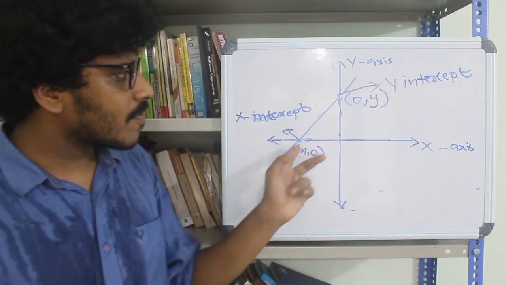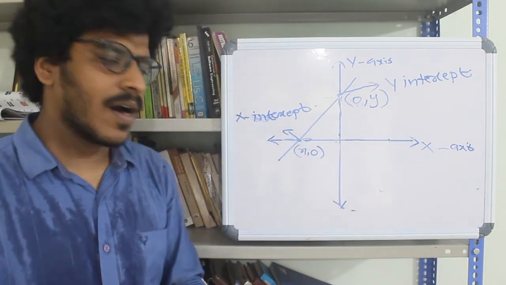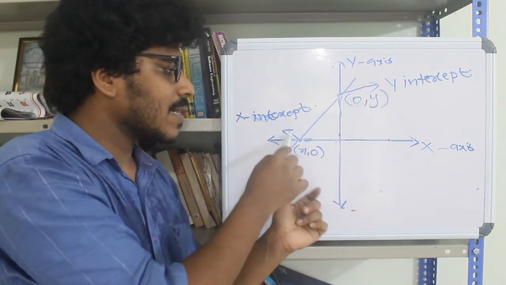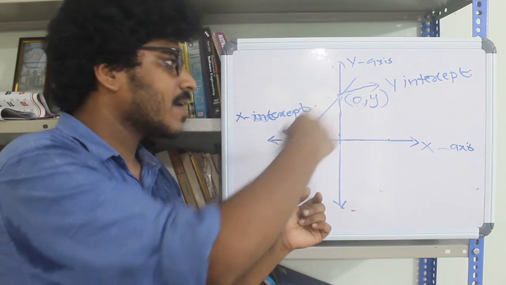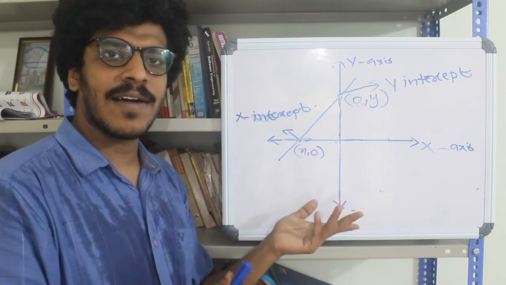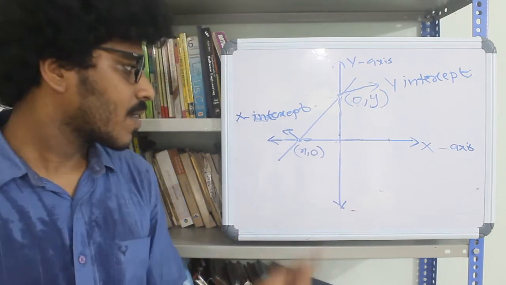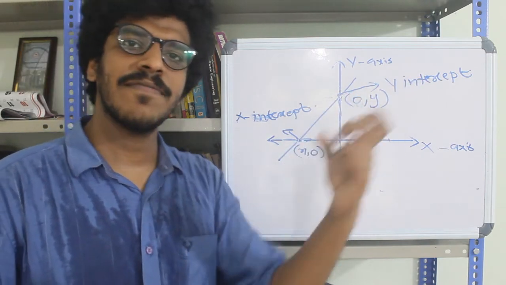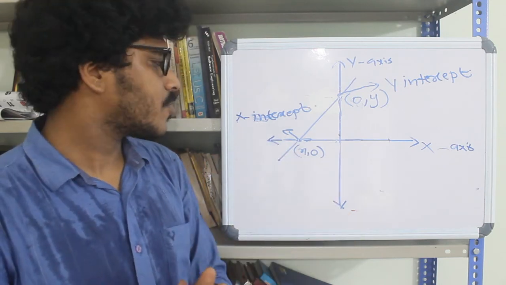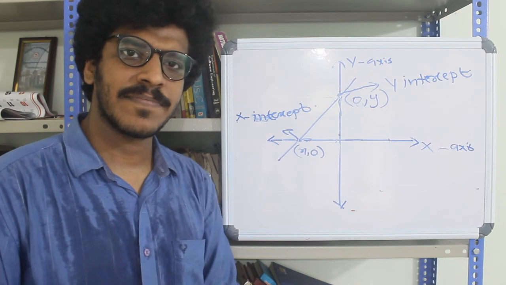So we make use of these intercepts to draw the graph of an equation. We first find the intercepts and mark them on the graph, and we join them together with a straight line to draw the graph of an equation. Right. So the strategy is find the intercepts, join them with a straight line. Right. So let's go to an example if possible, so that things will be a little more clear.